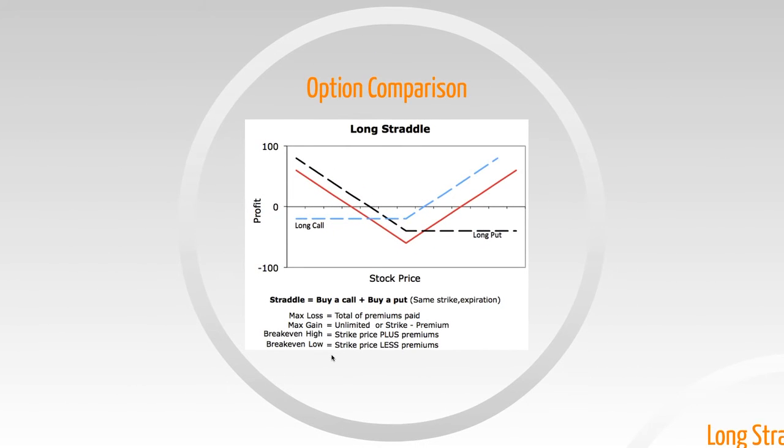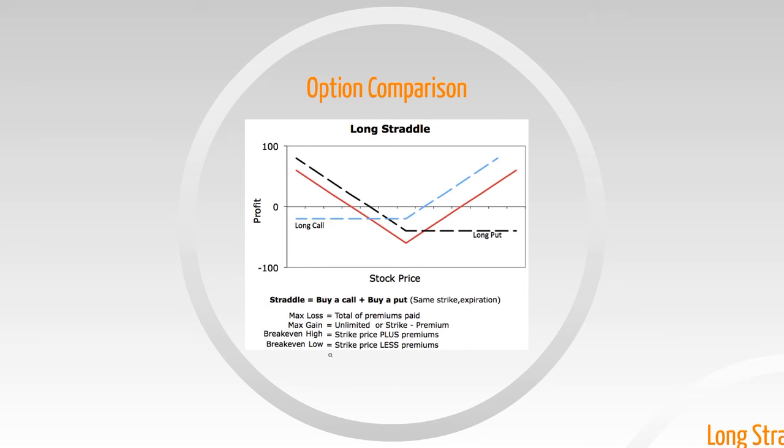Our next position is called a long straddle. It's when we buy a call and buy a put. So we're paying for a call and we're paying for a put, betting that the stock price will either move sharply up or sharply down to offset those premium payments.